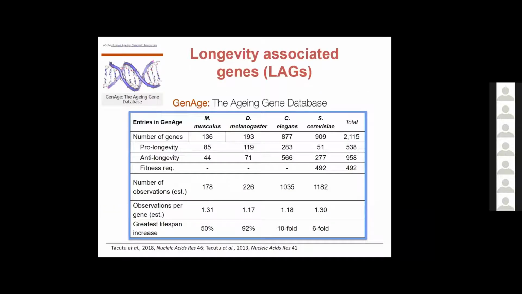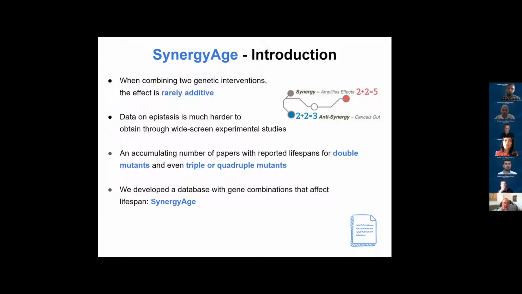As Robbie mentioned previously, there are more than 2,000 known longevity-associated genes, which are collected in the GenAge database. However, these studies only show how single gene interventions affect the lifespan. It's difficult to predict how these genes interact and what the lifespan of a double mutant will be, because the effect is rarely additive. When combining two genetic interventions, genes can be epistatic and then can interact in nonlinear ways.